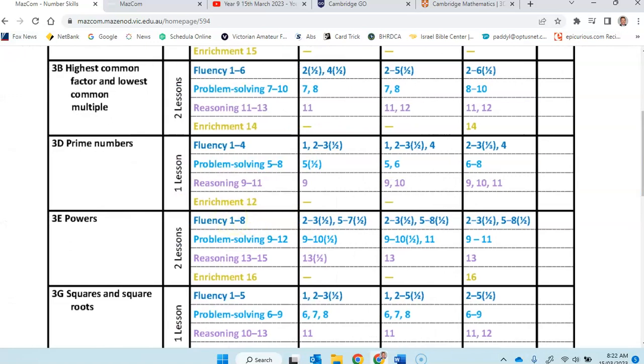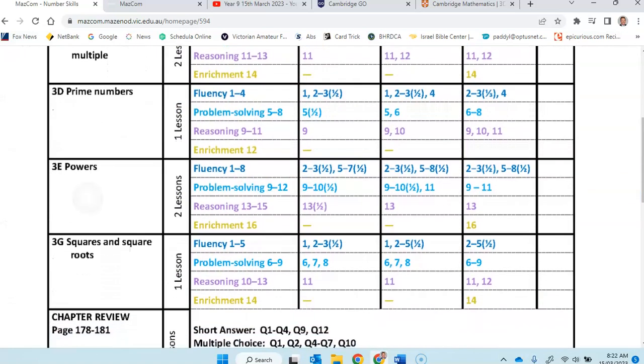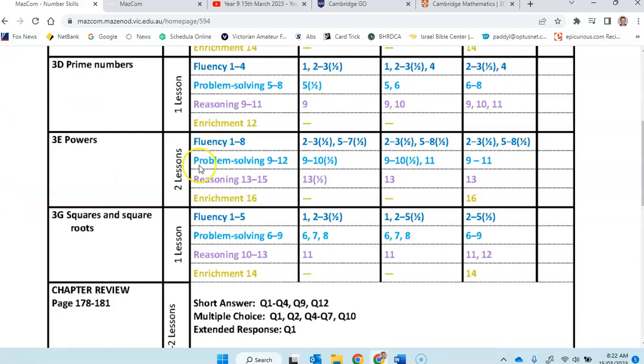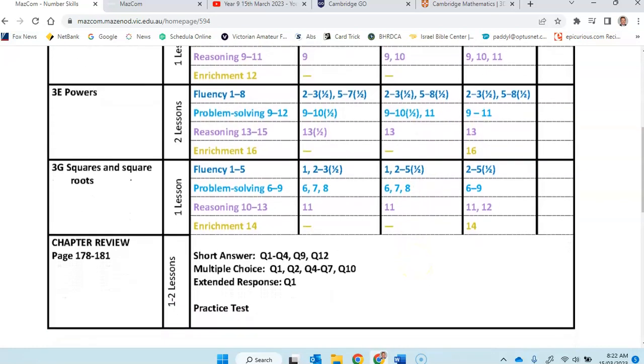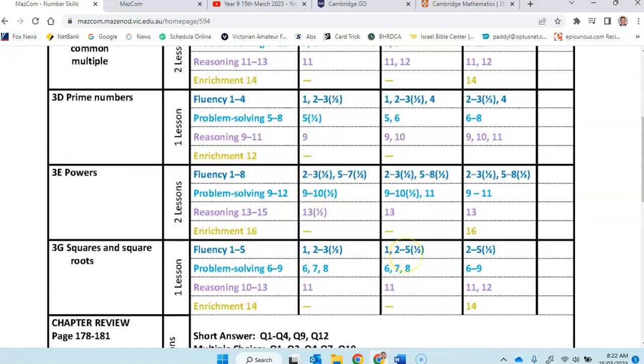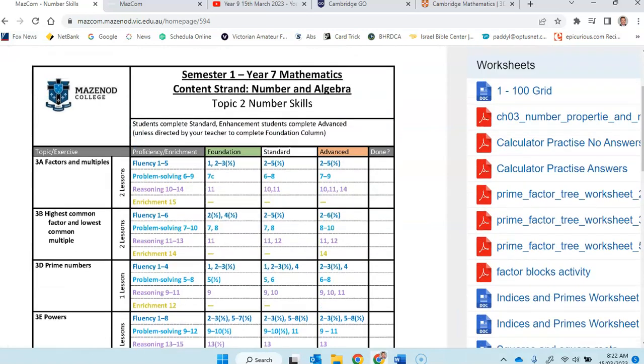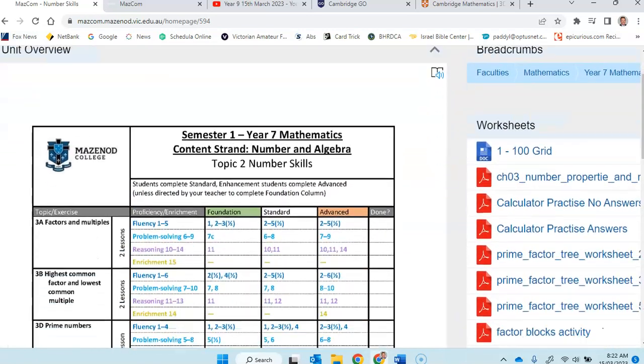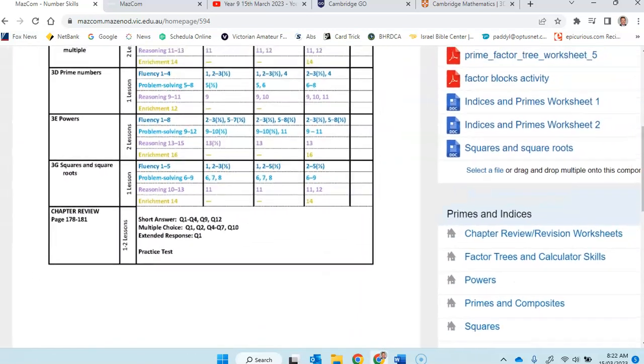Now, we are on number skills. Yesterday we had a look at prime numbers, and we were having a look at powers, which is here. So you should be ideally up to there. In the next lesson, we'll be looking at squares and square roots. So when you come to the unit page, you will see these things here.